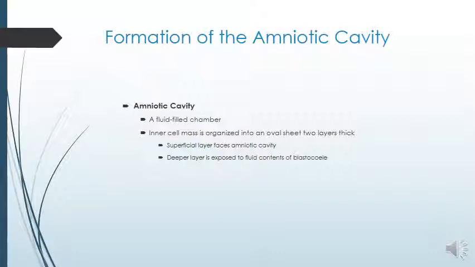When the amniotic cavity first appears, the cells of the inner cell mass are organized into an oval sheet that is 2 layers thick. A superficial layer faces the amniotic cavity, and a deeper layer is exposed to the fluid contents of the blastocele.